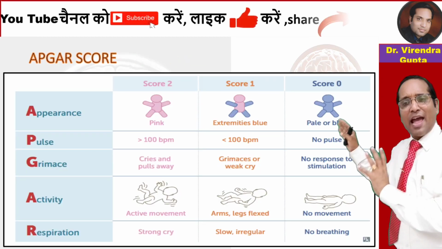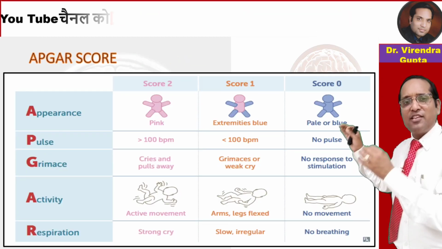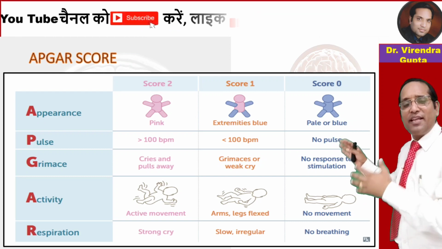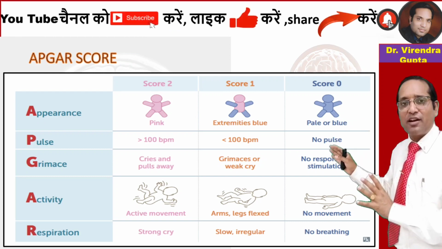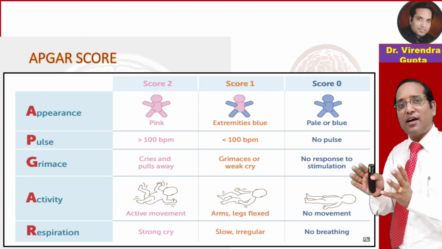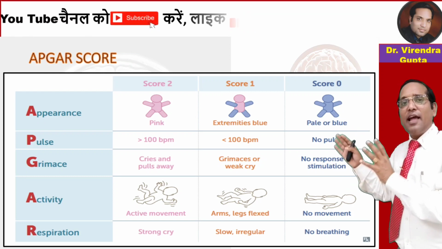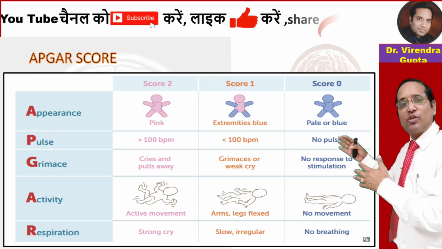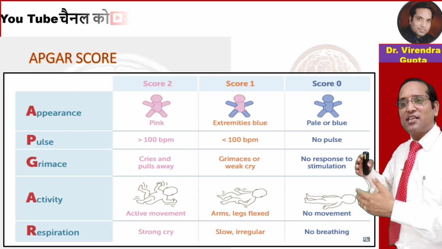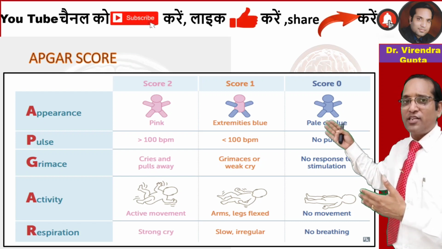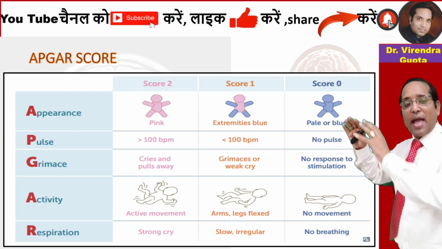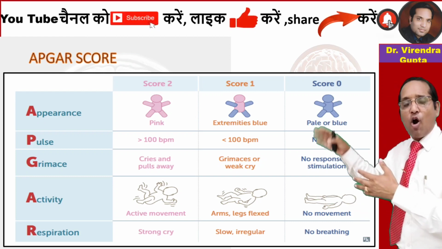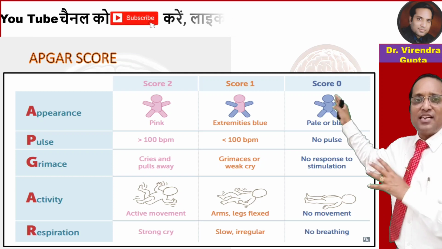This is the APGAR score, having 5 components: A for appearance of the skin, P for heartbeat or pulse, G for grimace, A for activity, and R for respiration. Each component has 0, 1, or 2 points, the maximum score is 10 and the lowest score is 0. For appearance, if the skin is pink the score is 2, if the extremities are blue and the central body is pink the score is 1, and if the whole newborn is blue the score is 0.